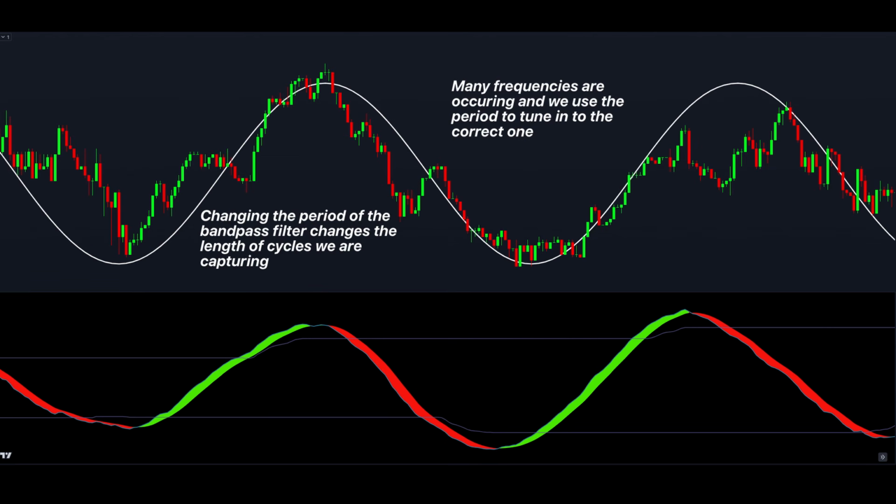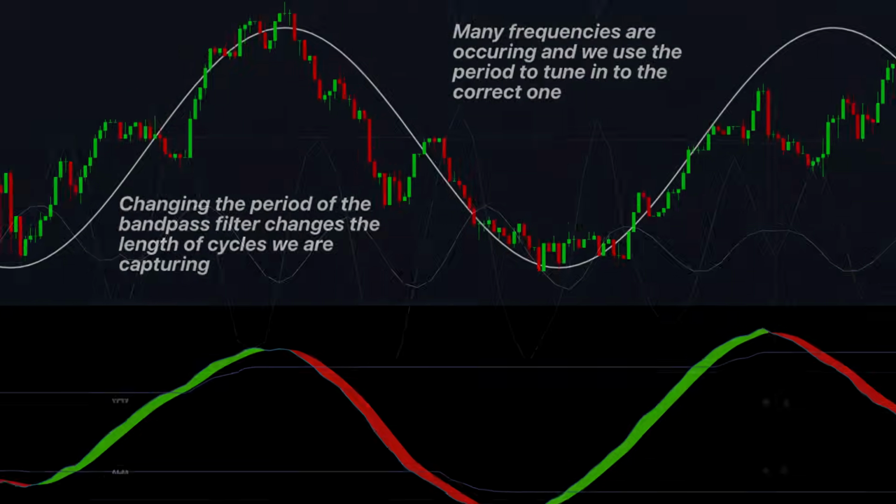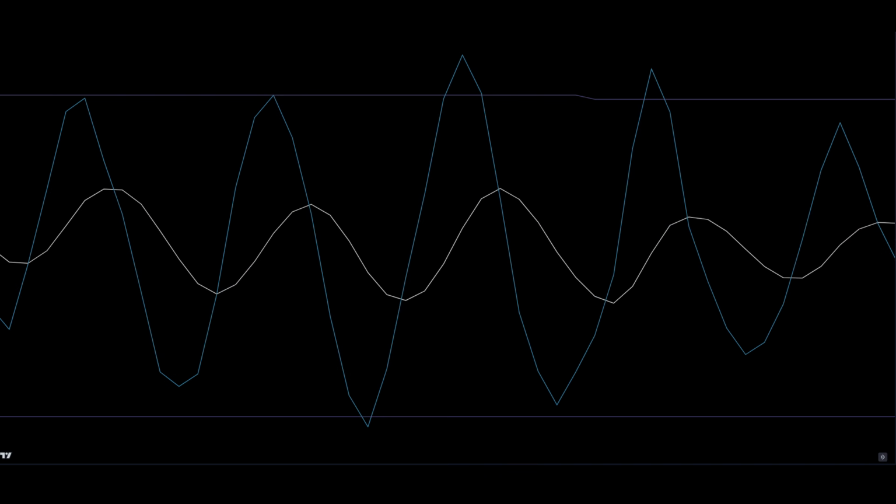Changing the period of the bandpass filter changes the size of the market cycles we are looking to capture. Increasing the period captures cycles with a longer wavelength. To get a better view of what's happening, I'm turning off the color fill, and we'll come back to that later. If I set the period to 10, we get higher frequency oscillations.